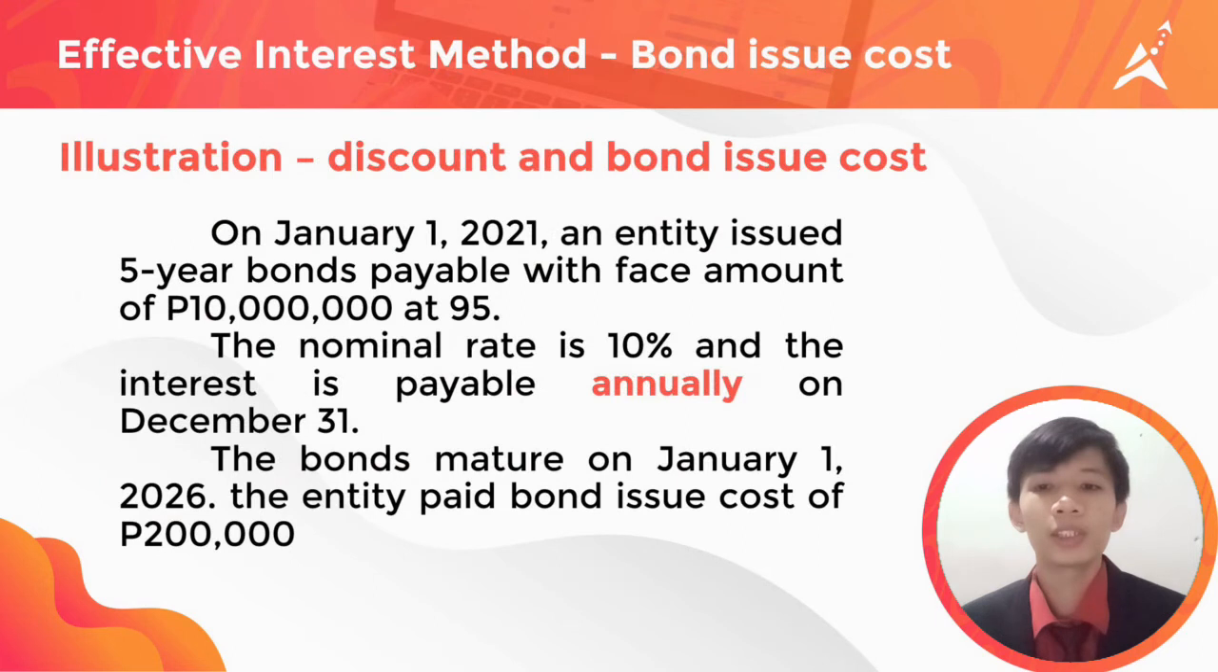Here is another illustration for discounts on bonds payable. On January 1, 2021, an entity issued 5-year bonds payable with face amount of 10 million at 95. The nominal rate is 10% and the interest is payable annually on December 31. The bonds mature on January 1, 2026 and the entity paid bond issue cost of 200,000.